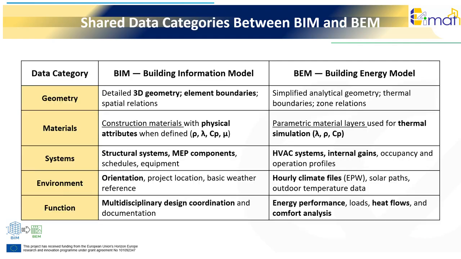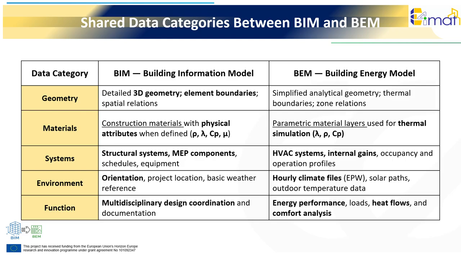In this slide, we focus on the data categories that BIM and BEM share, even though they use them very differently. Both environments rely on geometry, materials, systems, and environmental context to describe a building. In BIM, geometry is expressed through detailed 3D representations that show real element boundaries and spatial relationships. In BEM, that same concept becomes simplified analytical boundaries that describe where heat transfer occurs.